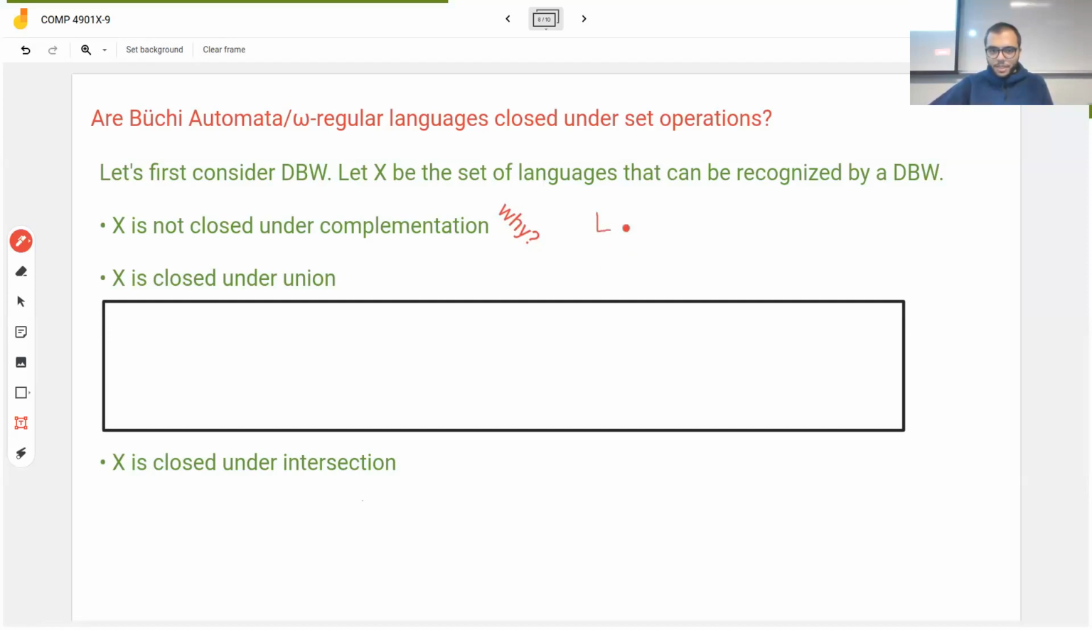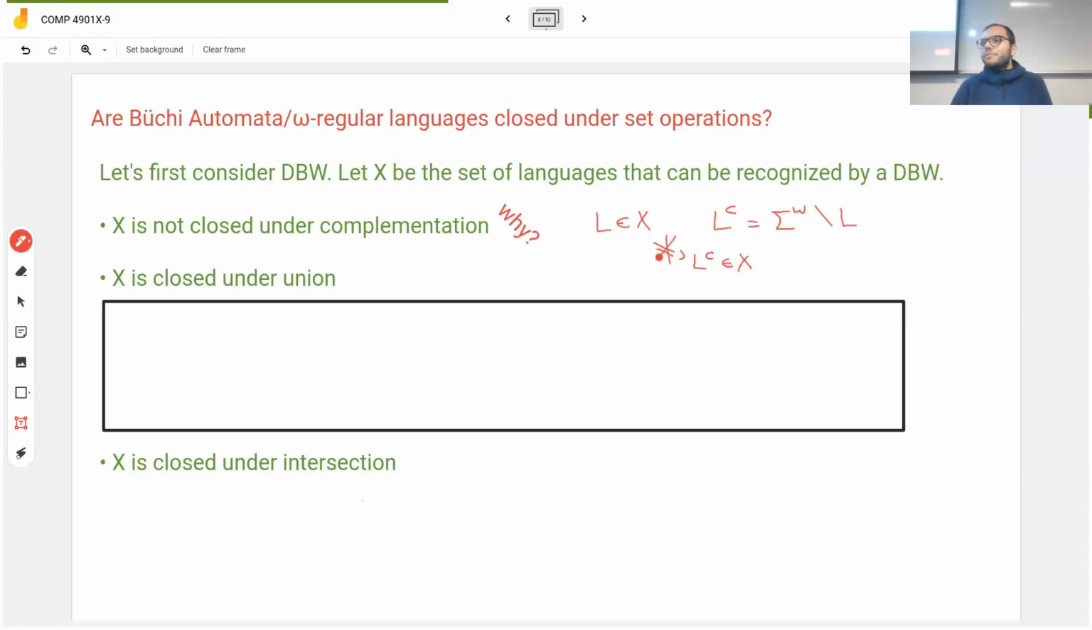So basically what I'm saying is this: if the language L is in X, I can have another language, L complement, which is basically the set of all possible strings. So sigma omega, this is the set of all infinite strings, minus L. So everything that is not in L. What I'm saying is that if L is in X, I cannot necessarily say that L complement is also in X. This is not always the case.